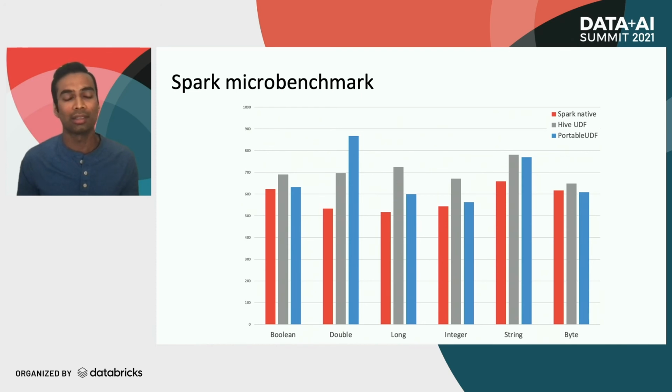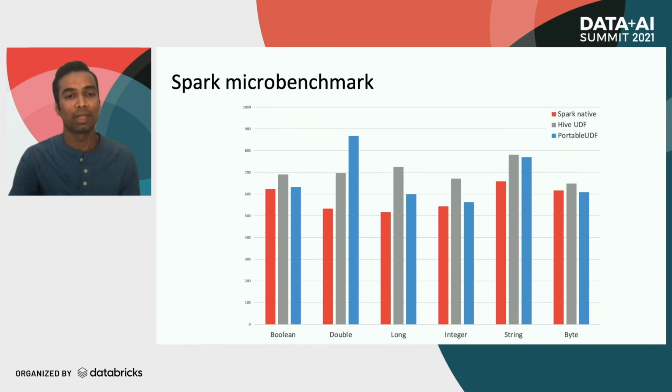And the reason is the data conversion cost. Whenever Spark has to run a Hive UDF, Spark has to convert the Spark internal row into something that Hive UDFs will understand, which is writable objects. And the cost of doing that is higher compared to when Spark runs portable UDFs. There, Spark has to convert the internal row into primitive Java objects, which is faster.